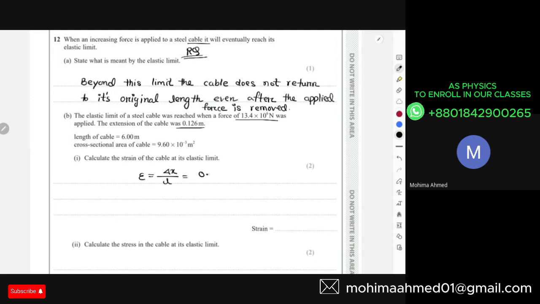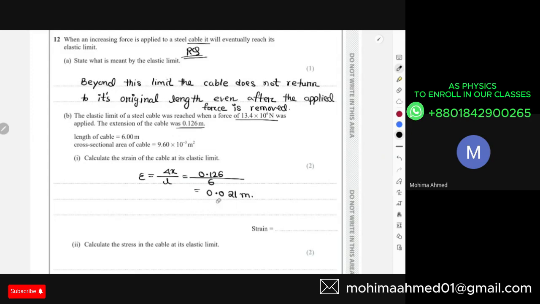Extension is 0.126 divided by 6, right? You just have to divide this to get to the value for your strain. 126 divided by 6 leaves you with 0.021. So you get 0.021 meter. One thing to understand is that over here they have used 3 significant figures, but I got my answer as 2.